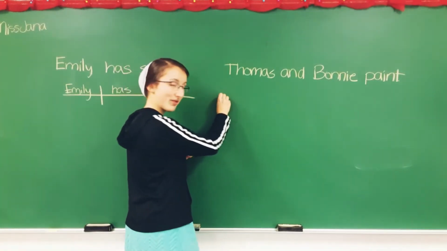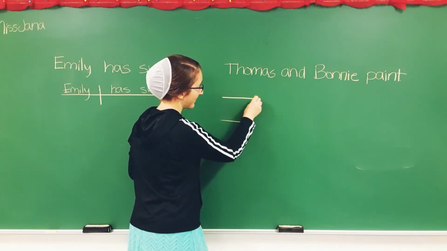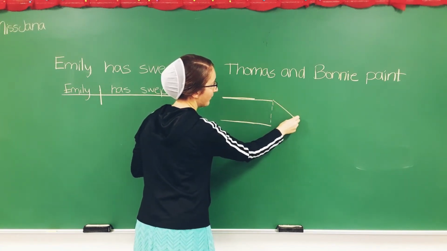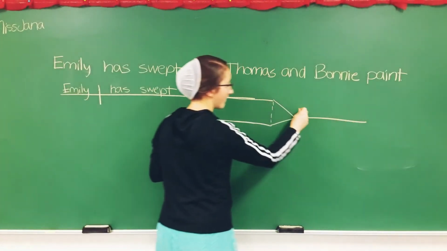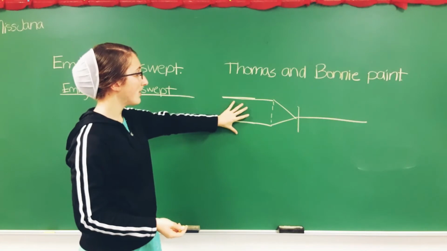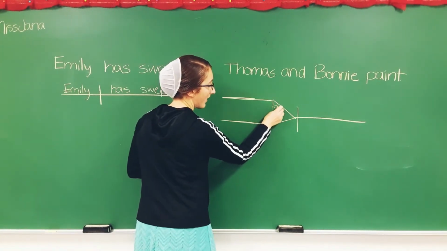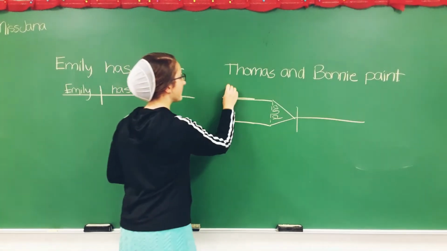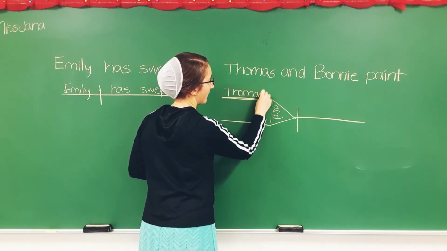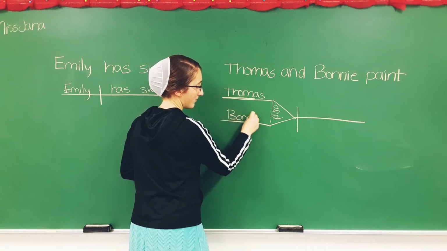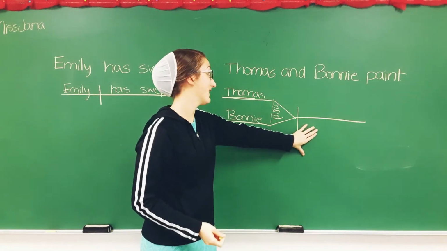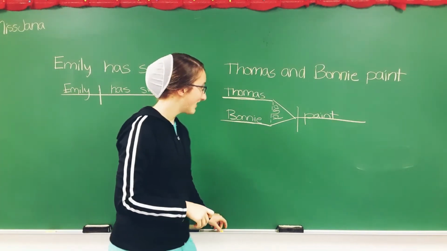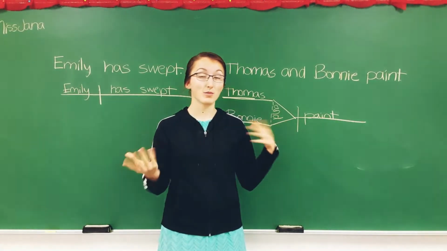Remember the sideways house that we made for these? We have a sideways house here. We make that a little bit longer. And then we make our roof lying sideways and then our verb line. So we have our compound subject, put and on the line. Oh, that's kind of ugly. But we've got first Thomas, then Bonnie, and then the verb, which is paint. Thomas and Bonnie paint. And that is diagramming a little bit of sentences, and then we'll go on and do some more review.